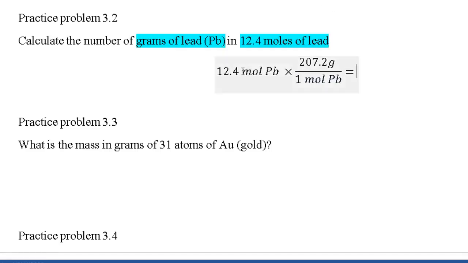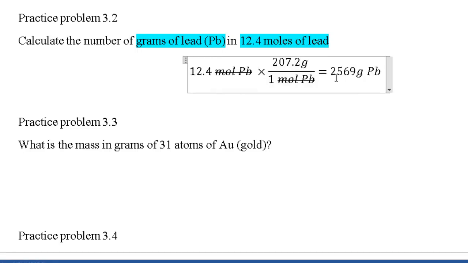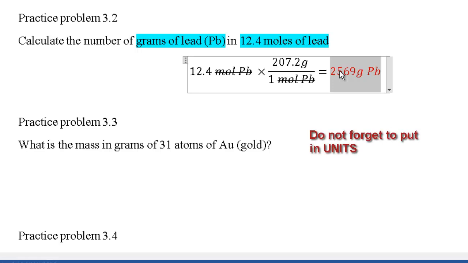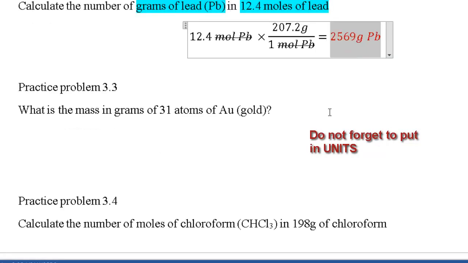One thing I want to tell you is the moles of lead and moles of lead cancel. So that's a wonderful thing. And I get an answer of 2,569 grams of lead. So if you want it in 3 sig figs, probably 2.57 times 10 to the 3. On an exam, I'll tell you: write your answer to 2 sig figs or 3 sig figs, or alternatively, write your answer to 2 decimal places. So converting moles to grams, grams to moles is fundamental. So please learn how to do this.